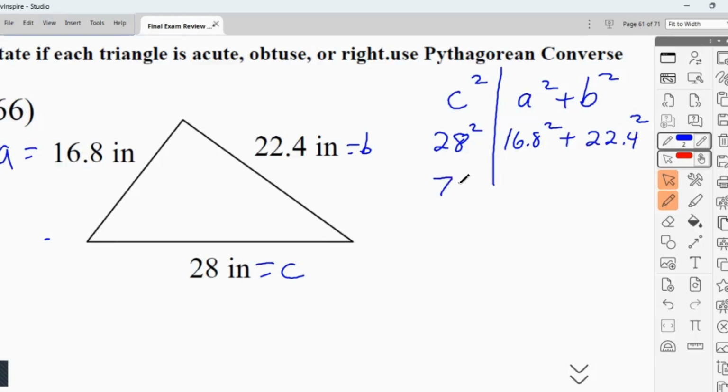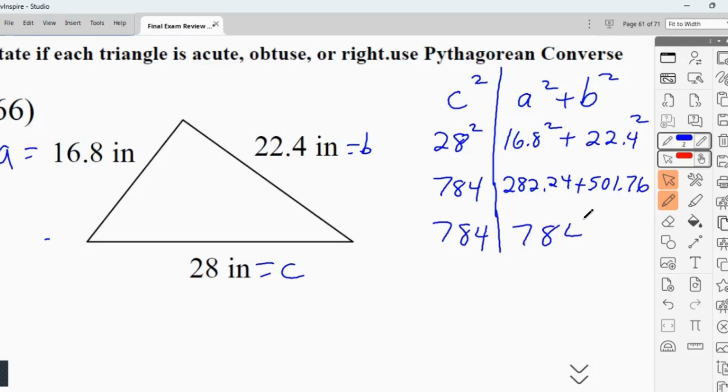So here we get this. And then let's go down the list here. 282.24 plus, and this will be 501.76. All right. When I line these up, I get 784, and this is 784 here. So just a heads up on that one.